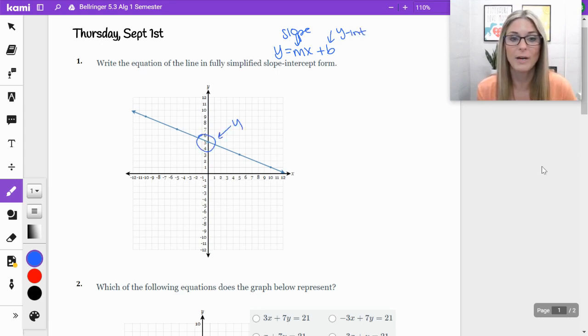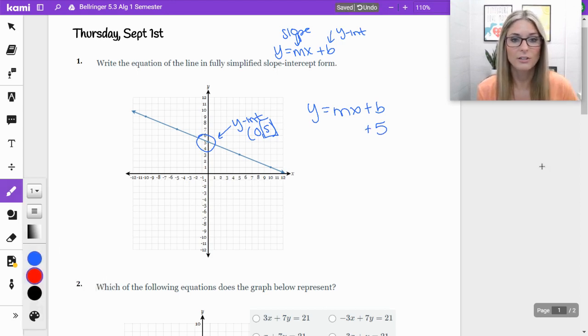Our y-intercept is where our line is crossing the y-axis. This is at (0, 5) as the ordered pair, but we're just going to use the 5 for the y to plug in for b in our slope-intercept form. So let me go ahead and do that. y equals mx plus b, plugging in 5 right there for our y-intercept.